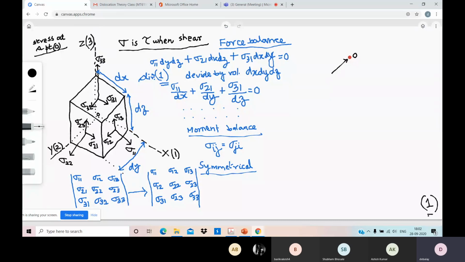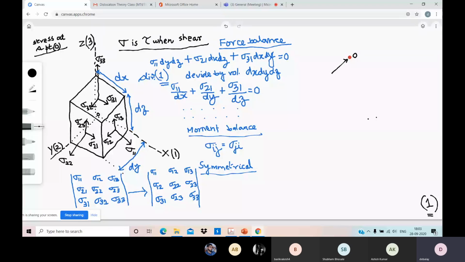So slide number 1. We are now talking about stress. So if the question is, what is stress? The concept is stress at a point. Stress acts at a point. So if there is a point, there is stress on that particular point.